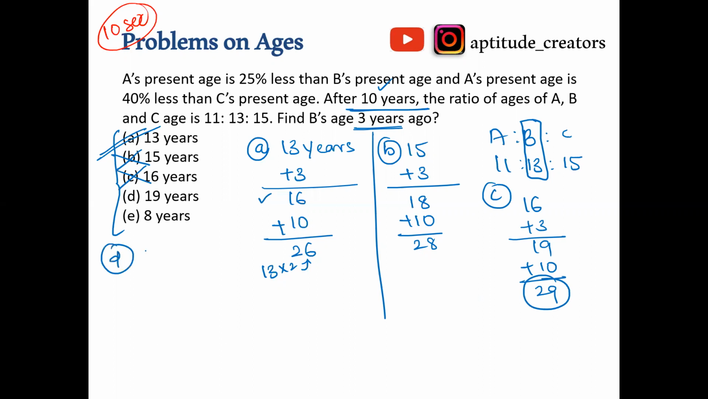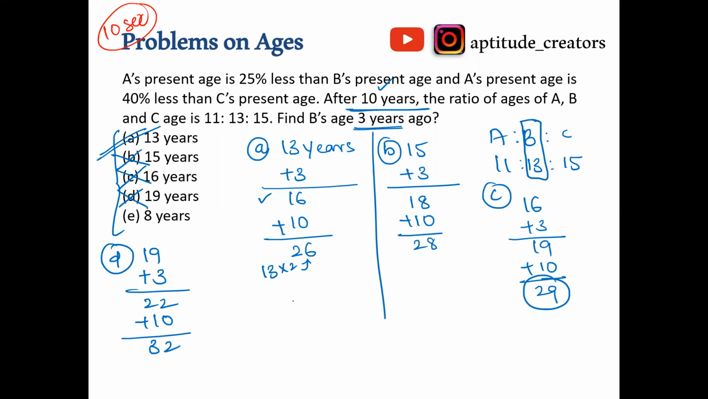Similarly, what is option D? 19 years. After 3 years, present age is 22. Now what about after 10 years? That is 32. Will 32 come in the 13 table? No. I can eliminate option D.